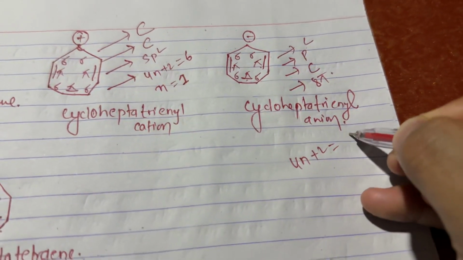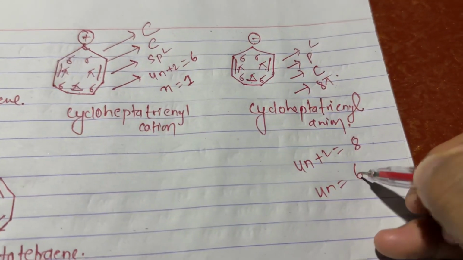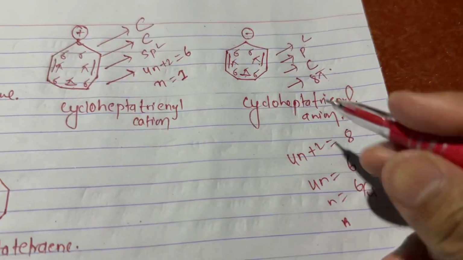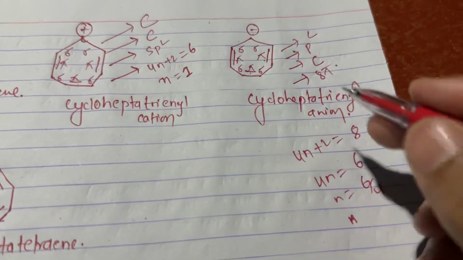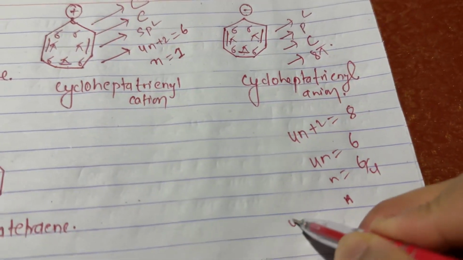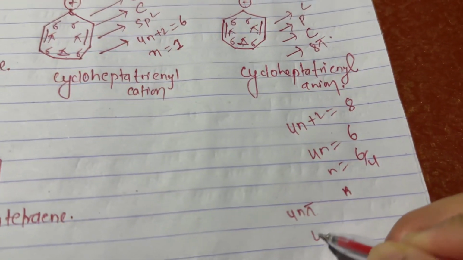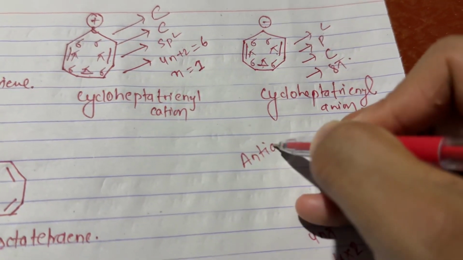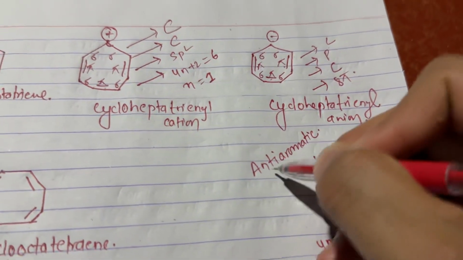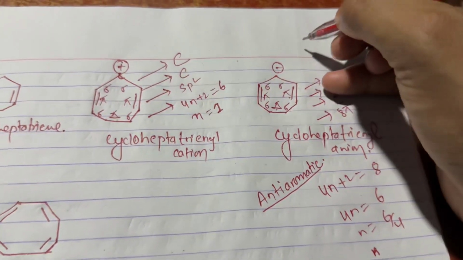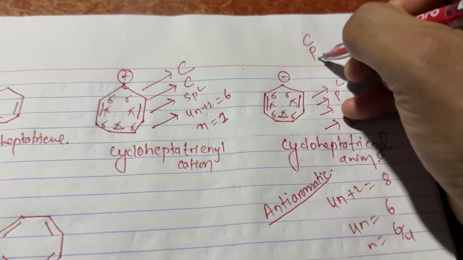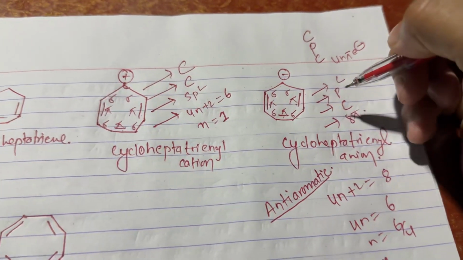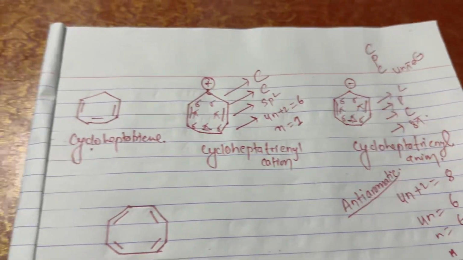4n plus 2 equals 8, 4n equals 6, n equals 6 by 4. So the value of n is a fraction here. That's why it does not obey Huckel's rule. But it obeys the 4n pi electron system, that is 4 into 2 equals 8. That's why this is anti-aromatic. For anti-aromaticity, the compound must be cyclic, planar, have conjugation, and obey the 4n pi electron system. That's why the cycloheptatrienyl anion is anti-aromatic.